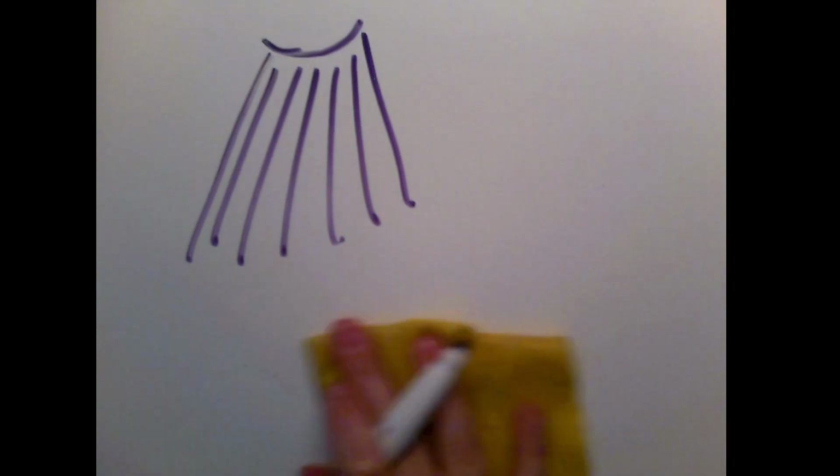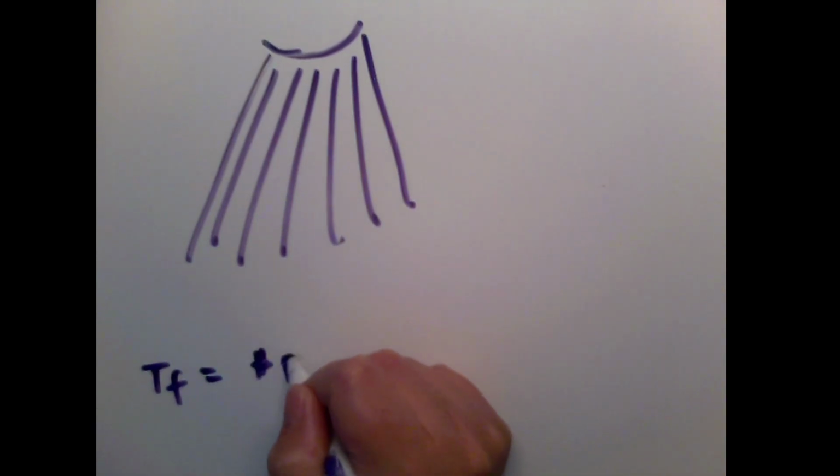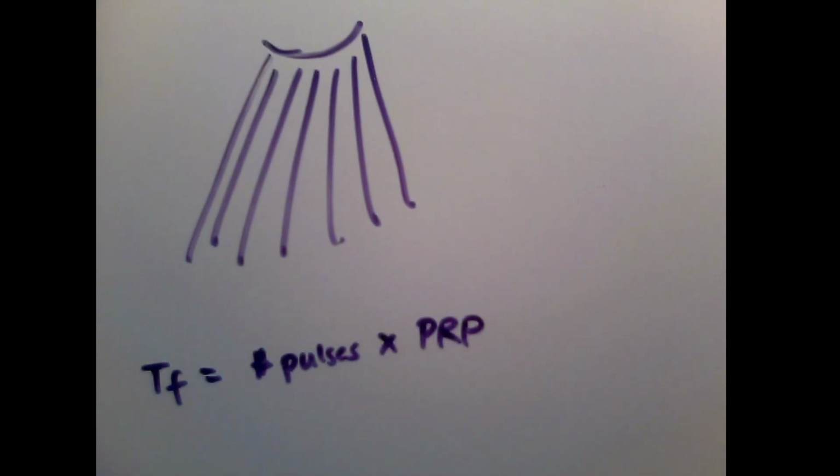Now you'll be asked in your workbook then to use the second formula, which told us that T frame equals the number of pulses multiplied by the pulse repetition period. So say the pulse repetition period is 1/1000th of a second, and we have 3 pulses. 3 times 1/1000th of a second gives us 0.003 seconds to create one frame. That then tells us that the frame rate is about 333 hertz.